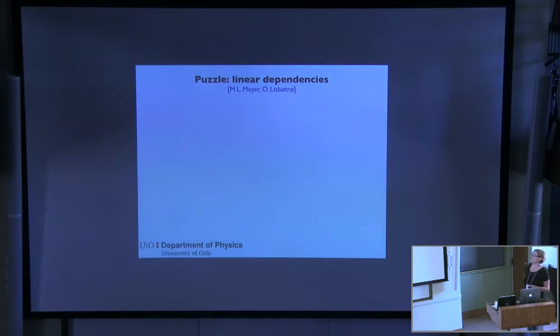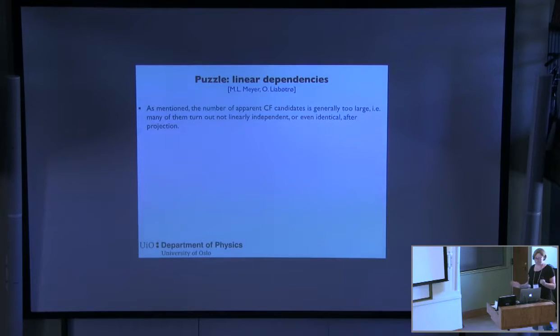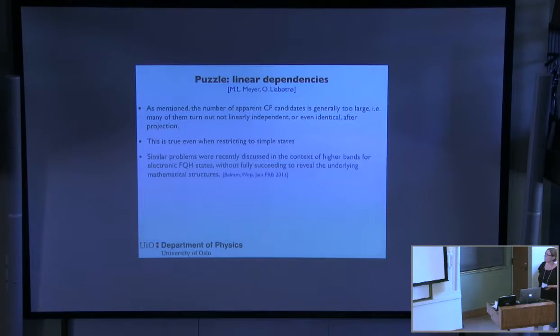But then there's this puzzle, this kind of annoying thing with the linear dependencies. Like I said, it looks like before projection as if the number of different composite fermion candidates is a lot larger than it actually is, because after you do the projection you find many of them are identical or not linearly independent. And even after the restriction to these so-called simple states, that is still the case. Things get better, but it's still a problem.